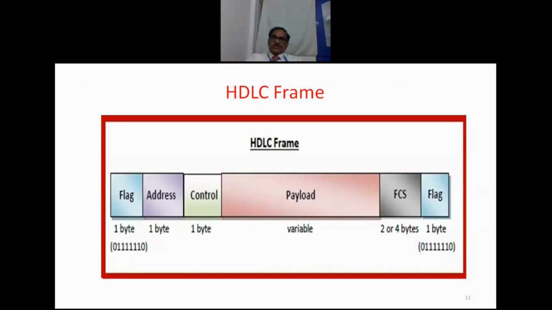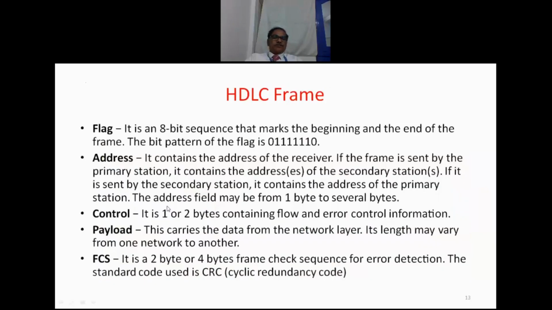Okay, that is about the address field. If the address field indicates all ones, that indicates a broadcast: the sender is a primary, and all secondaries will receive. If the sender is a secondary, then this address is a primary address. Just remember that.